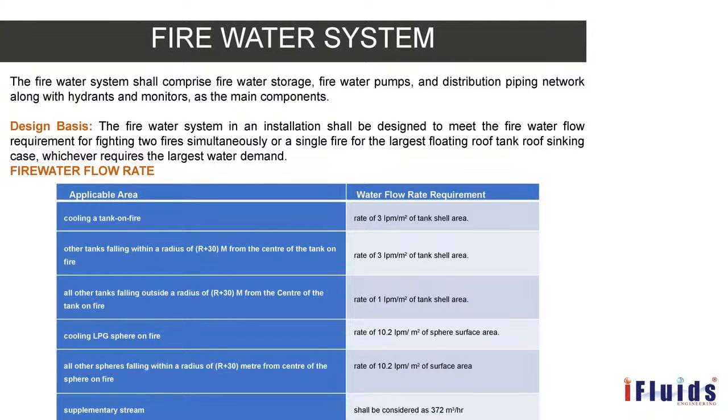So there are many segments presented with this water spray system. The major components associated with this fire water system are the fire water pump, distribution piping network, along with hydrants and monitors. We have captured some significant, and very less significant, points in this OISD 116, because it describes in detail the design basis, as well as all the flow rates which are required.